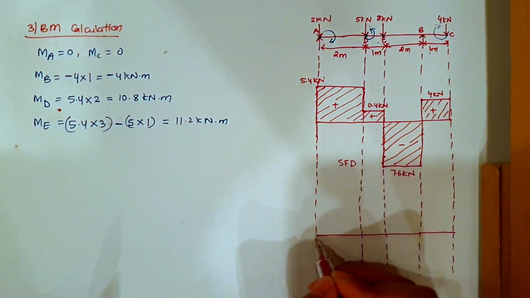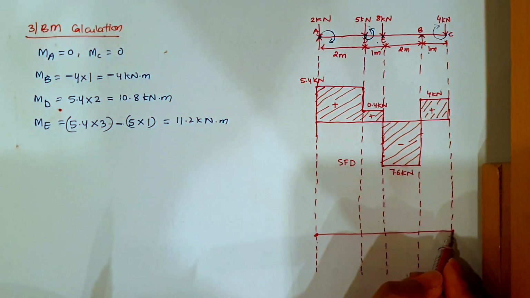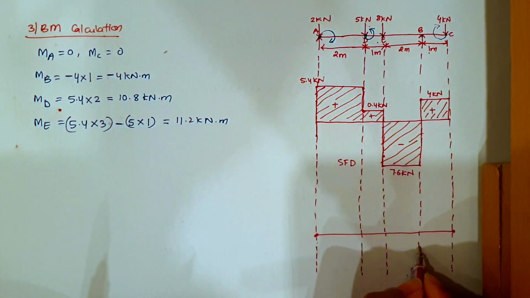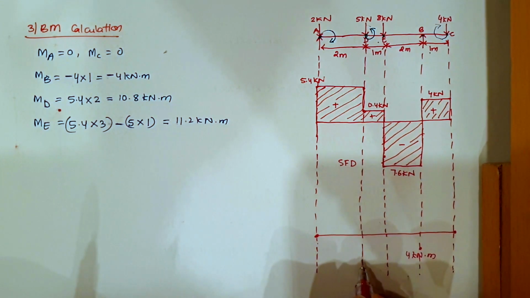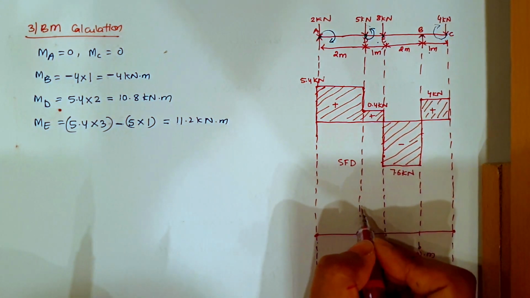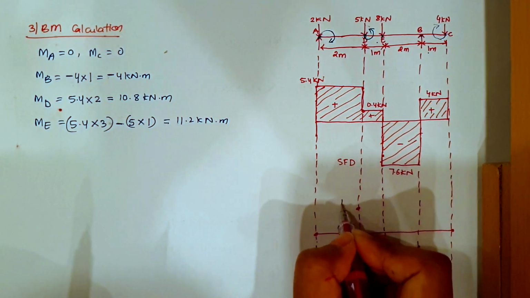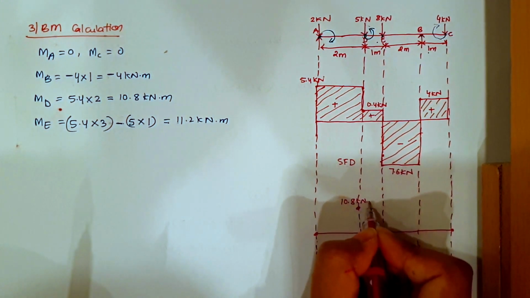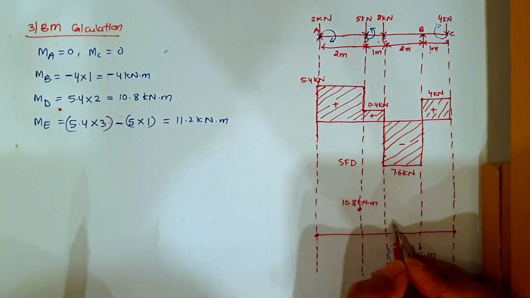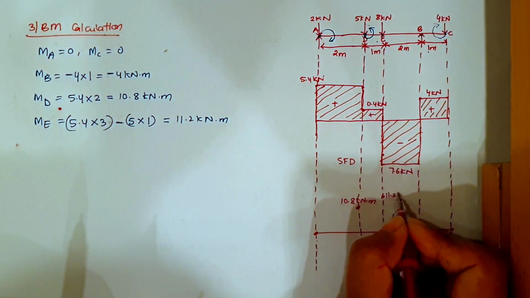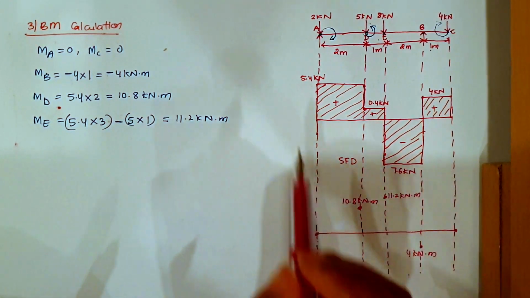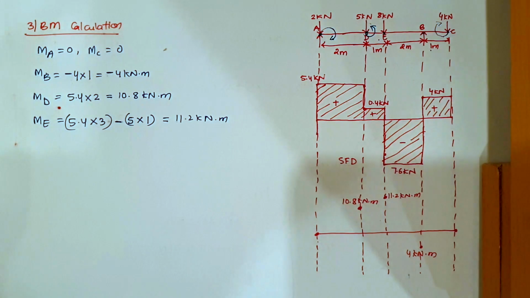Okay, so at A and C it is 0, at B it is coming minus 4 kilonewton meter, at D this point it is coming 10.8, so I'll mark it here, 10.8 kilonewton meter. At E it is coming maximum 11.2 kilonewton meter.